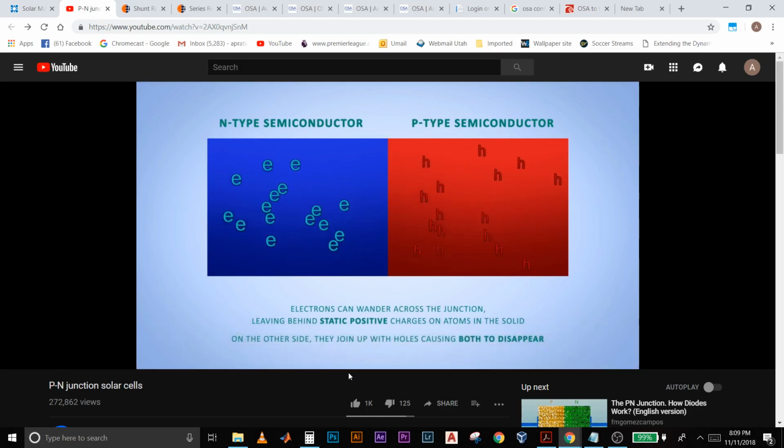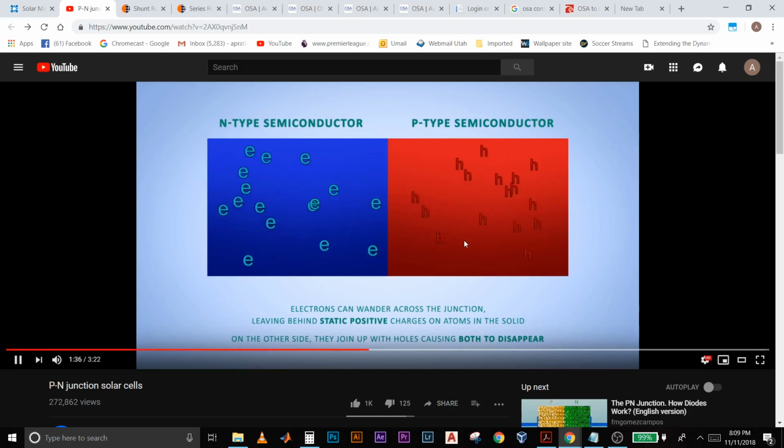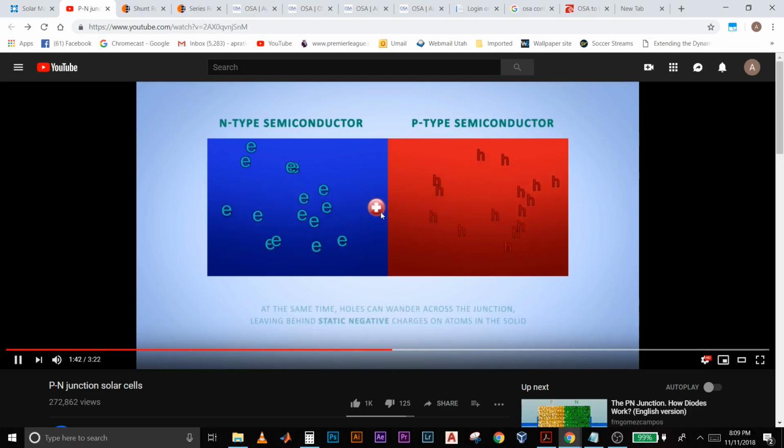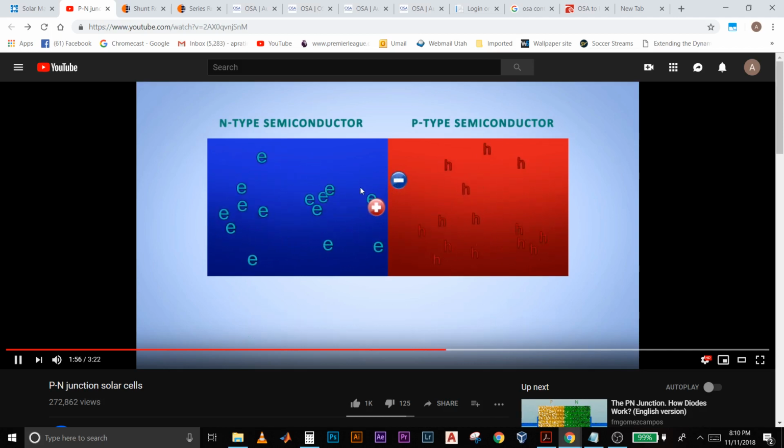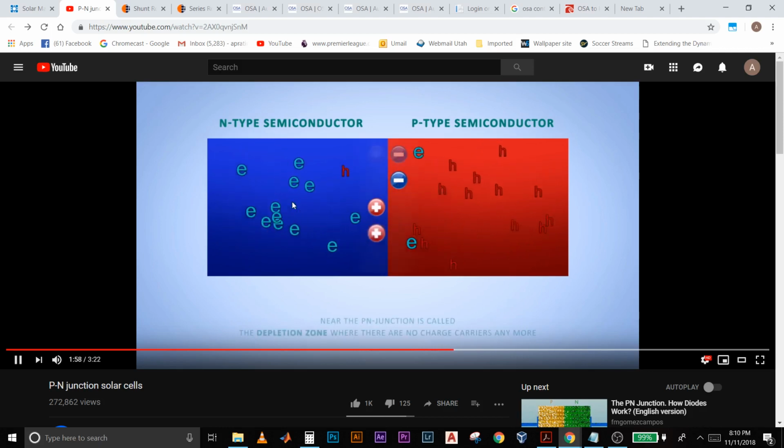The electrons can wander across the junction, or the holes can also do the same thing, leaving behind one location which is free from an electron, or basically a positive charge. When the electron goes to the other side, it combines with the hole and disappears. The same can happen when a hole comes onto the N side, leaving a negative charge on the P side, and is then recombined with an electron on the N side.